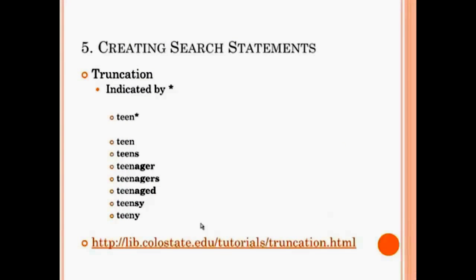Another component of creating a search statement is truncation. Truncation allows you to put an asterisk at the stem of the word, and it will give you all the alternate endings that are associated with that word. In this example, I have teen, truncated right at the root, teen, with the asterisk, and then it gives me all the alternate endings that would occur after the stem of teen. So I have teens, teenager, teenagers, teenaged, teensy, and teeny. It gives me all the different opportunities there.